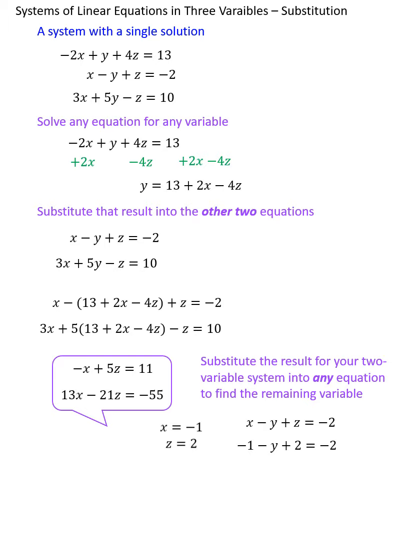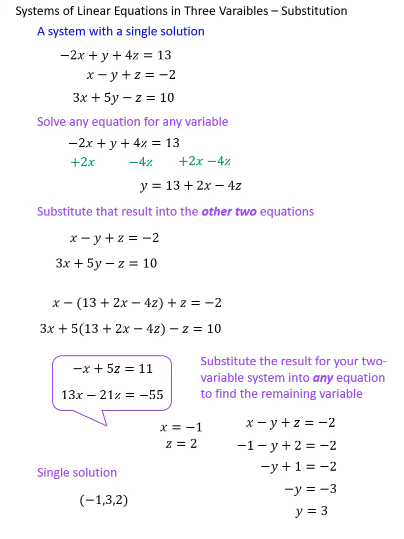And once you've done this, you have a very simple equation you can solve for y. There are the details. And now that we've solved for y, having originally solved for x and z, we now have our single solution. And that single solution is the ordered triple, -1, 3, 2.